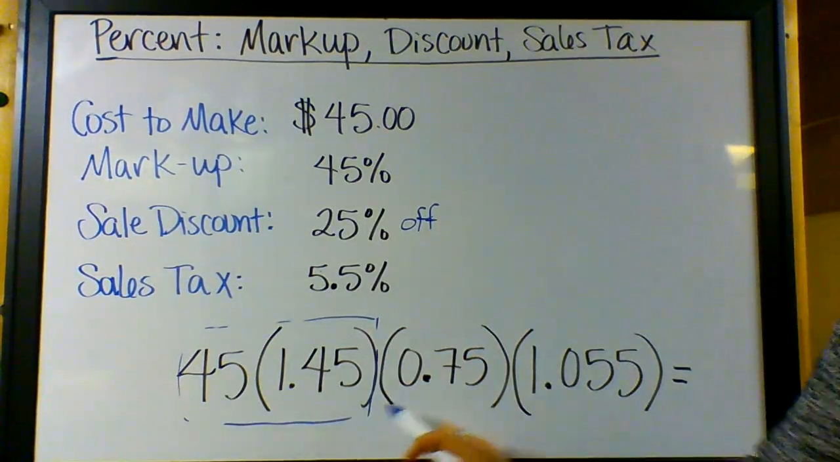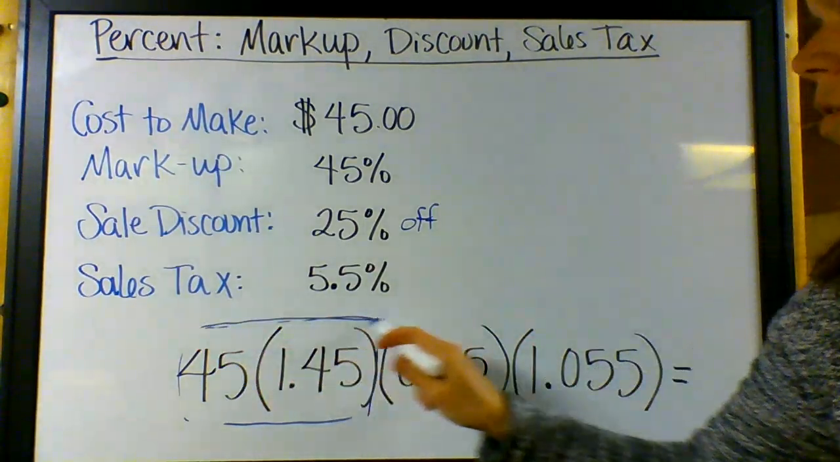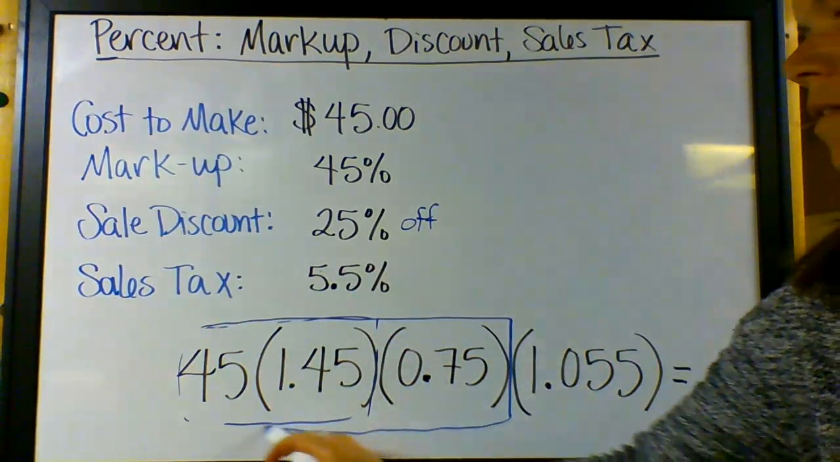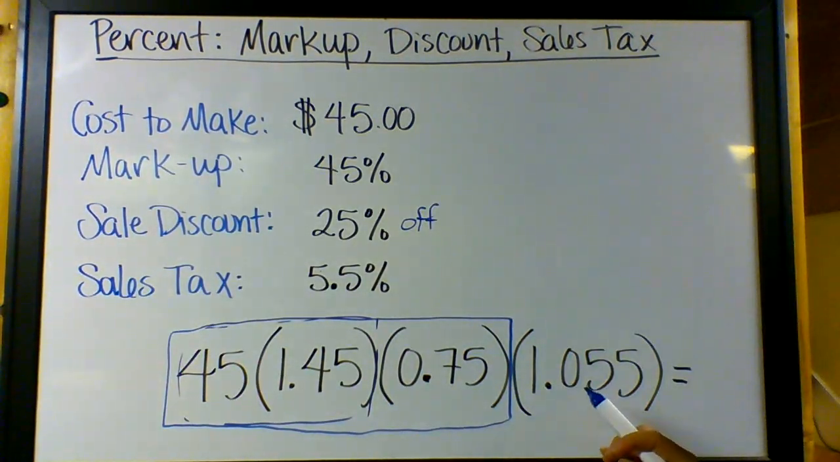The current price. And then it's marked down on sale. So we can multiply that current price by 0.75 because that's the sale, 25% off. And now this whole piece here is the sale price. And then you take it to the register, or someone takes it to the register, and it gets multiplied by 1.055. This is 1 plus the 5.5% as a decimal.